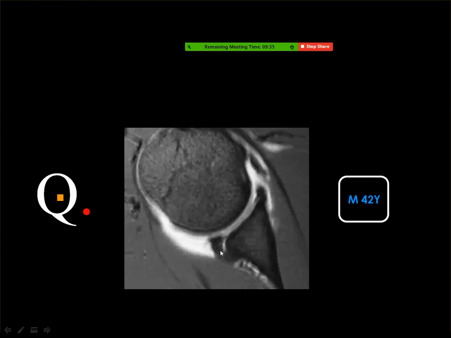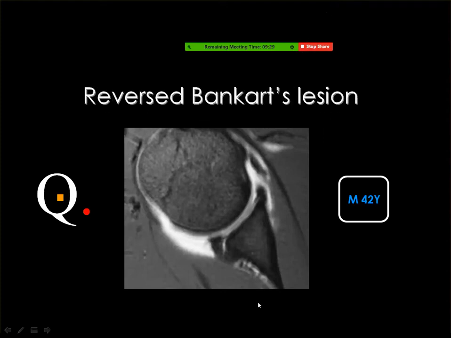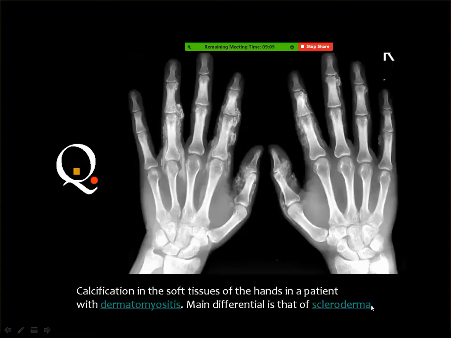posterior labrum. If the labrum is still attached to the scapula, then you have a lesion which may be similar to the ALPSA seen in the anterior labrum, but here you have the reverse Bankart lesion, which means that you have rupture of the posterior labrum and you may have some indentation on the anteromedial aspect of the humeral head.